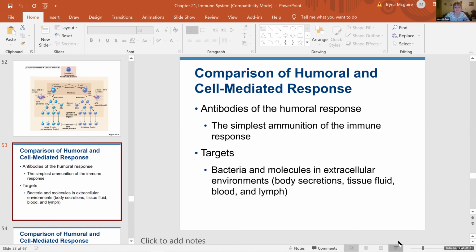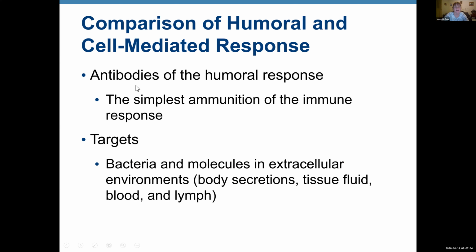Now here we compare humoral and cell-mediated. Antibodies are the ammunition of the humoral response, which is really more simple, and they target bacteria and molecules in the extracellular environment: body secretions, tissue fluid, blood, and lymph. That's a humoral response. So the humoral response includes B cells and antibodies, where B cells differentiate into plasma cells that secrete antibodies, and they target parasites that are in the fluids of the body.